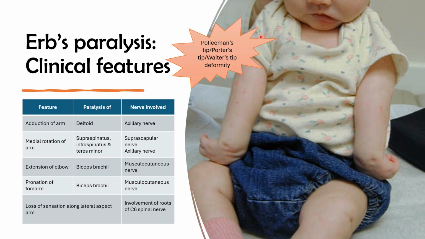And what is the sensory loss involved here? There is loss of sensation along the lateral aspect of the arm. Now why the lateral aspect of the arm? Because of involvement of the root of the C6 spinal nerve, which gives the cutaneous supply here. The sensory supply goes through the C6 spinal segment, and since it is involved here, there is loss of sensation along the lateral aspect of the arm.